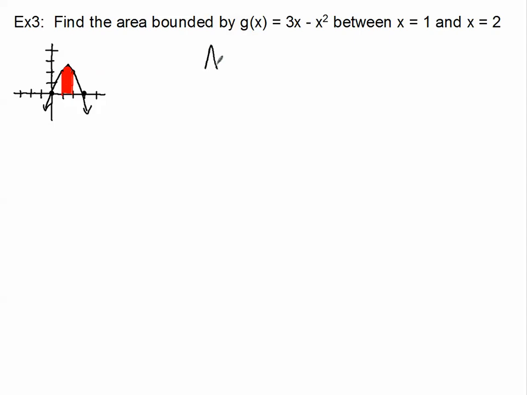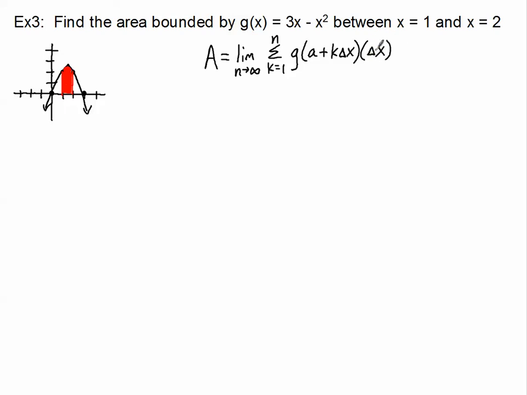Let's write our area formula again. I like to write this down every single time. It helps me to remember it. The limit as n approaches infinity of the summation from k equals 1 to n of, oops, not f this time. Watch out now. G of x. G of a plus k delta x times delta x.